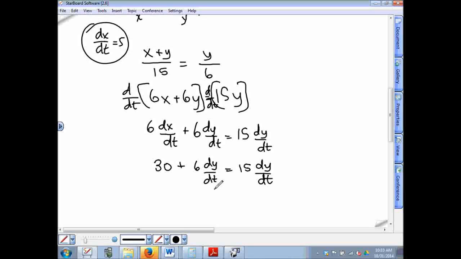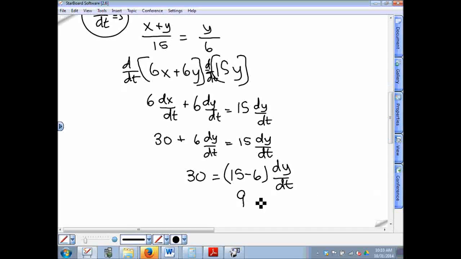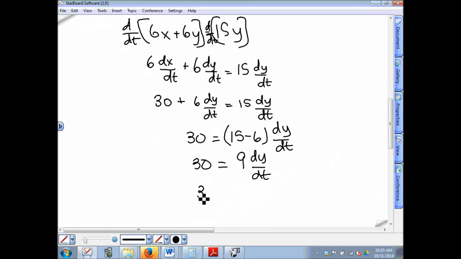We've got to move some things around. I want to keep it positive, so minus the 6: we have 30 equals 15 minus 6, and then I'm going to factor out the dy/dt. So that equals 9 dy/dt, and that equals 30. Divide by 9. 30 over 9, divide both by 3, that gives you 10/3.